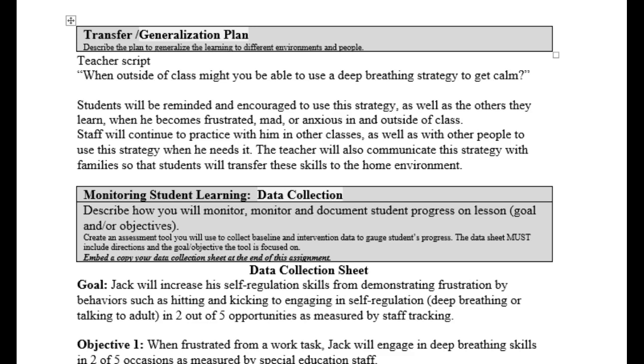And the staff will continue to practice with them in other classes as well as with other people to use the strategy when they need it. The teacher will also communicate the strategy with families so the students will transfer these skills to the home environment.